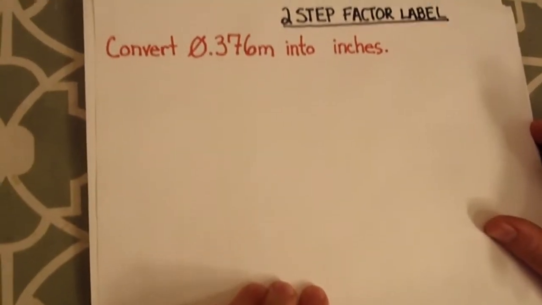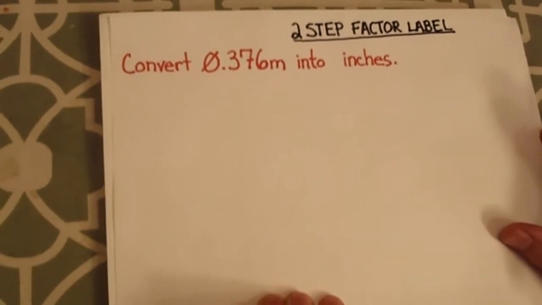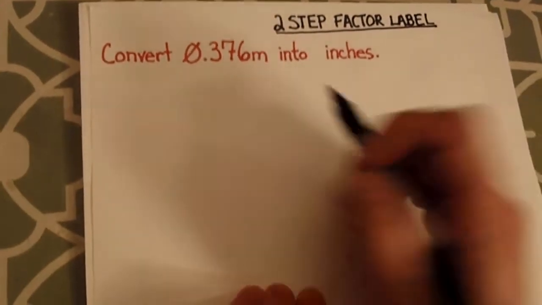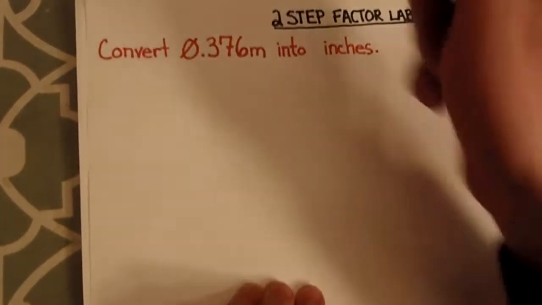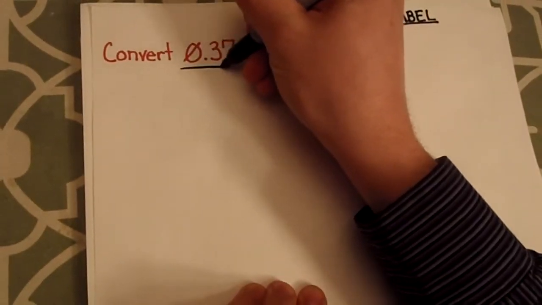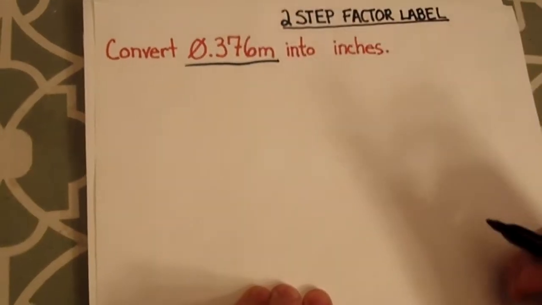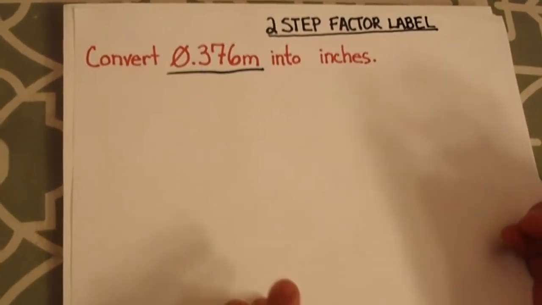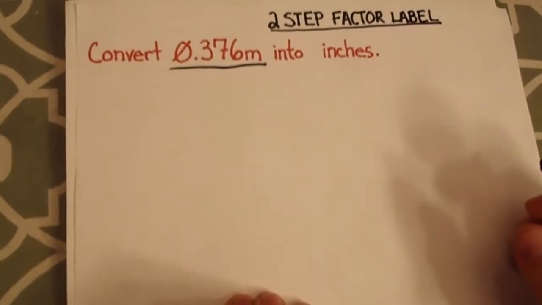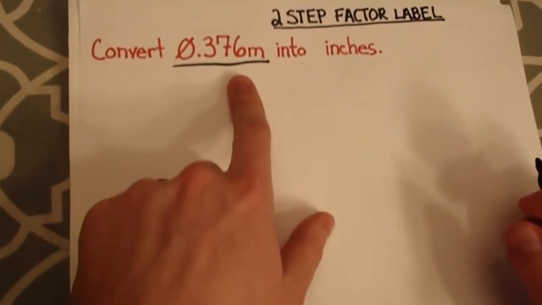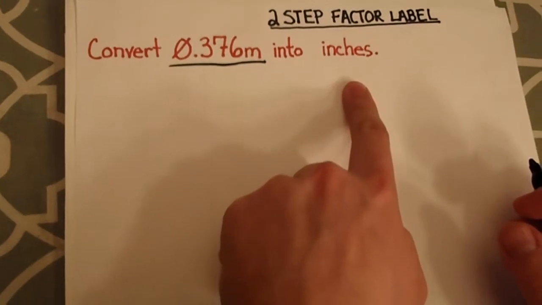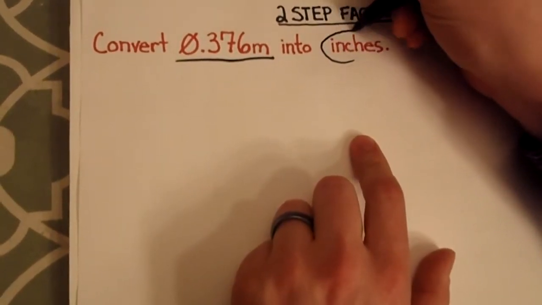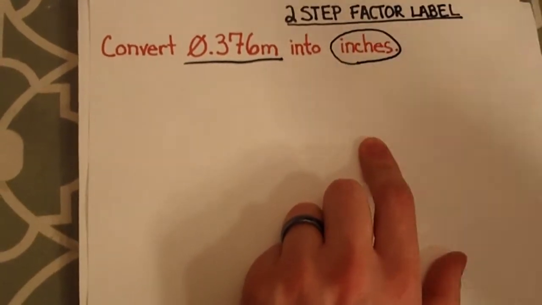So again, just like the one-step factors, we're going to identify what is our given. Our given is 0.376 meters. So I'm going to underline it because that's what they gave me to start with. Now I need to find what they are trying to get me to find, or what my answer should be in at the end. Well, it says convert 0.376 meters into inches. So this is what my answer should be. Again, I'm going to circle what I want it to look like at the end.